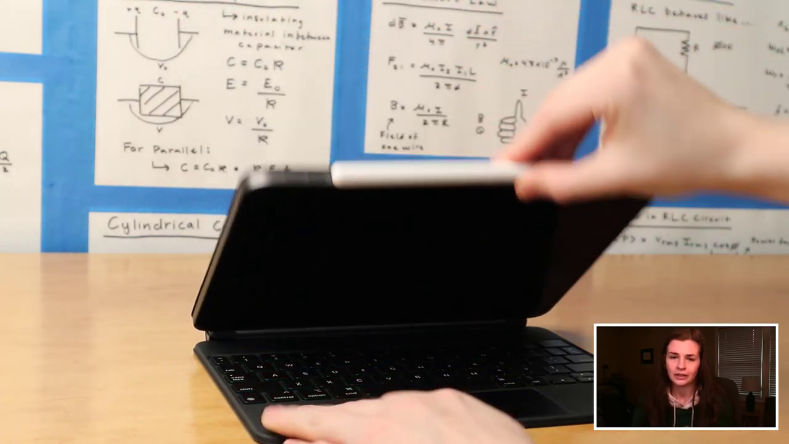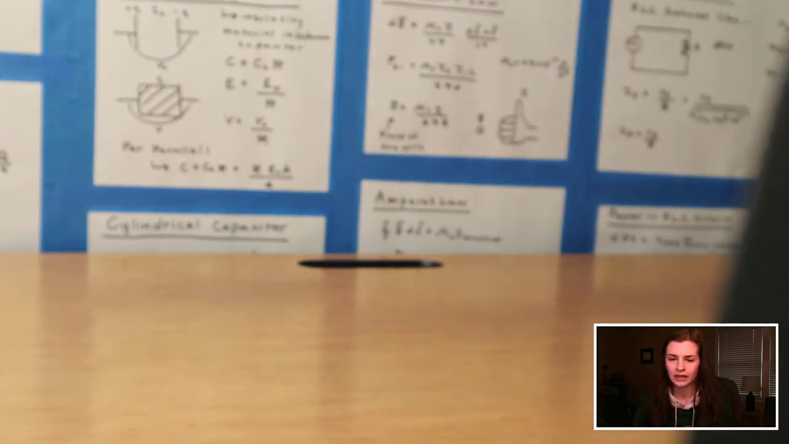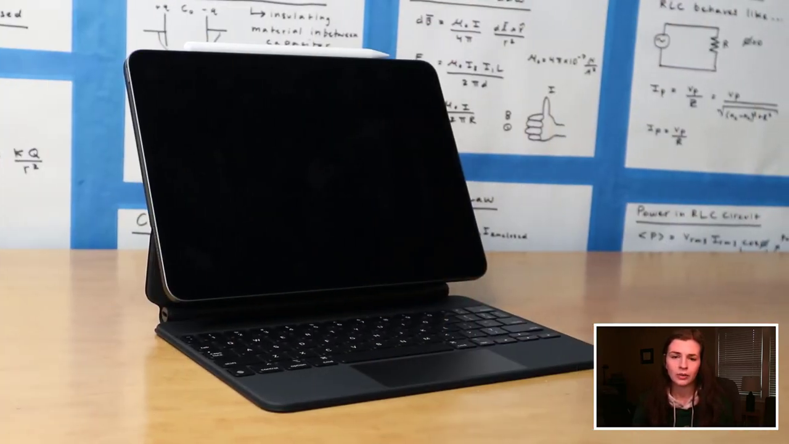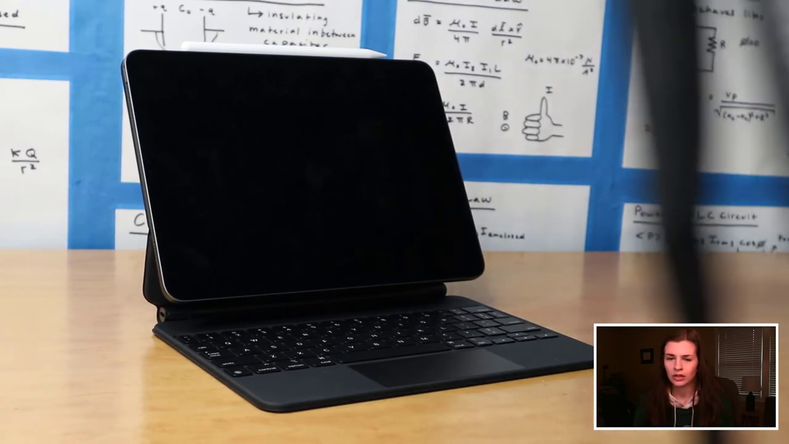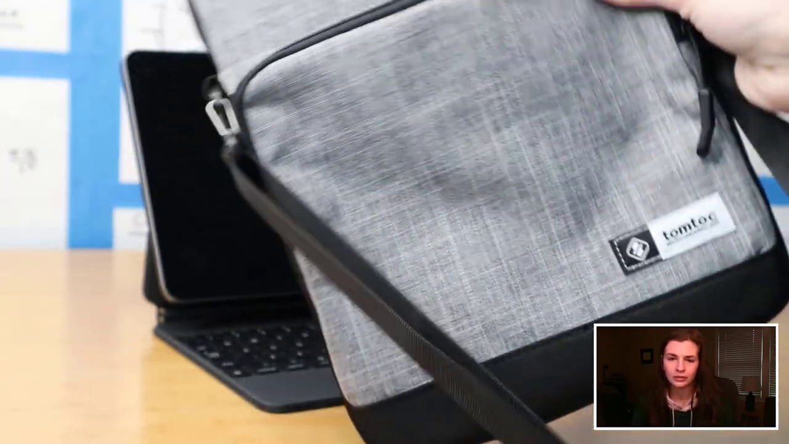So now you can see me closing it, and then you can see the outside of the case, so you have full function to the camera, and it's actually a really nice matted case. Another thing I wanted to mention is I also got a carrying case for the iPad, and I'll link it below. It also has a little place for the pen as well.